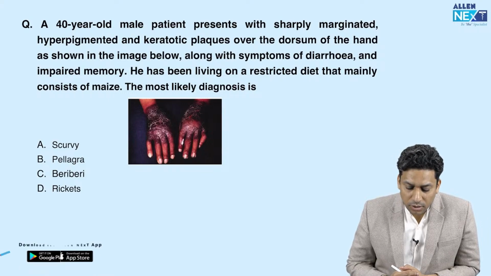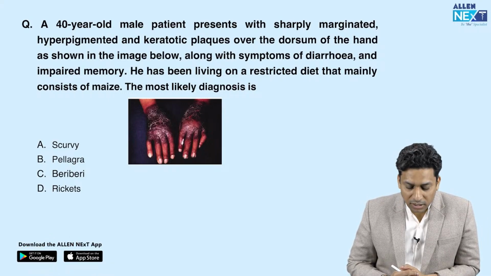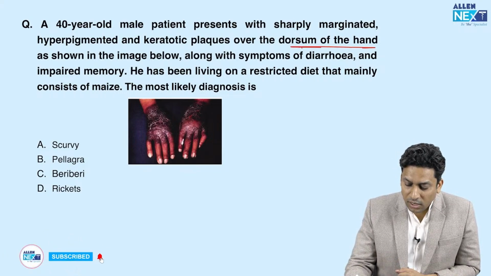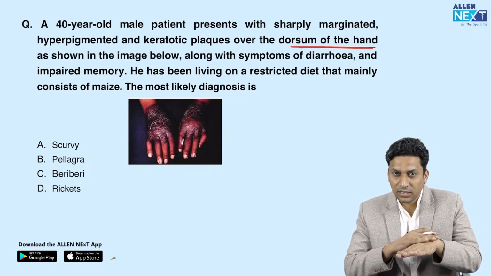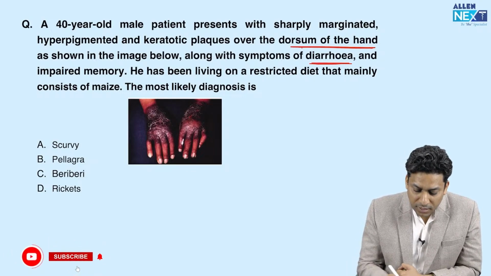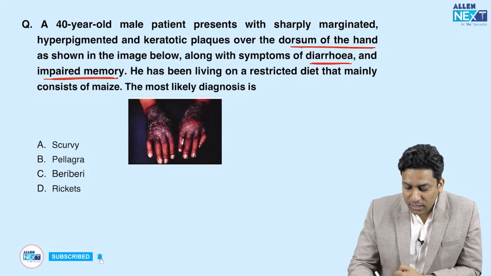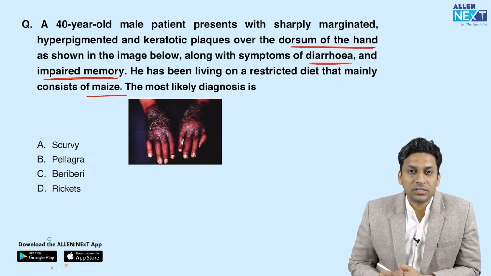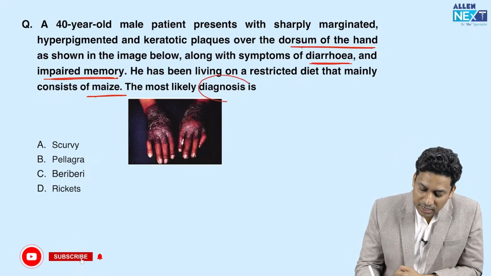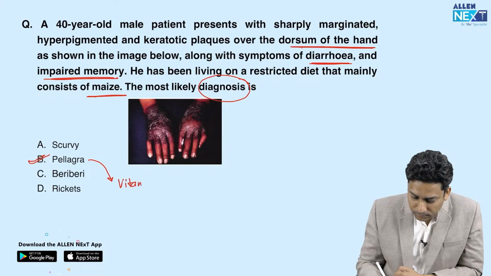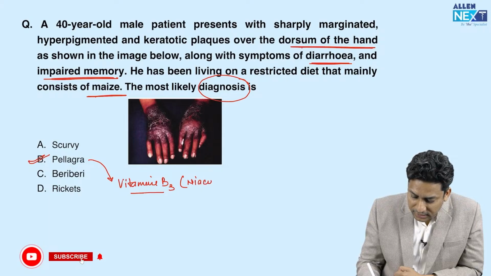They are saying a 40-year-old male patient presented with sharply marginated hyperpigmented keratotic plaques over the dorsum of the hand. So the sites involved are exposed areas, not the flexural but the dorsum of the hand, as shown in the image below, along with the symptoms of diarrhea, impaired memory, and the patient has been living on a restricted diet, mainly taking maize. What is the diagnosis? Okay, so yes, this is a case of pellagra which occurs due to vitamin B3, that is niacin deficiency.